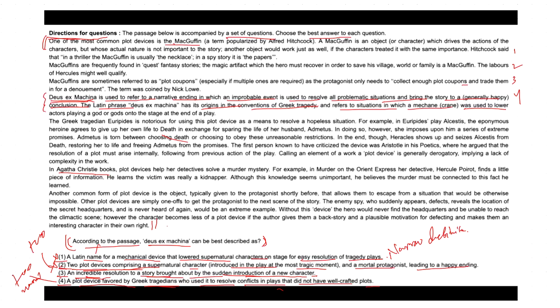Although it was coined by Greek tragedians, a more appropriate answer could be what? Now, if you look into option 3, where it is stated an incredible resolution to a story brought about by the sudden introduction of a new character, that can be called an appropriate description of Deus Ex Machina. So hence, we could consider option 3 the most appropriate answer to the question, right? Since the plot device is characterized by an incredible or improbable event that brings about the end of the story, the correct answer is option 3. I hope you understood it. That's all.